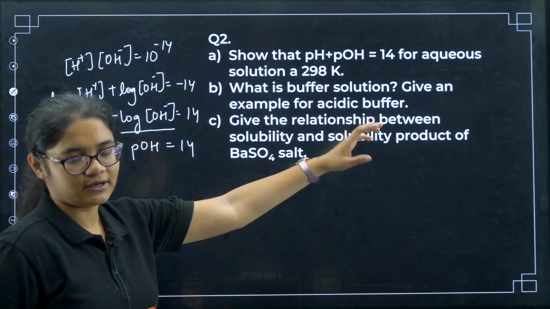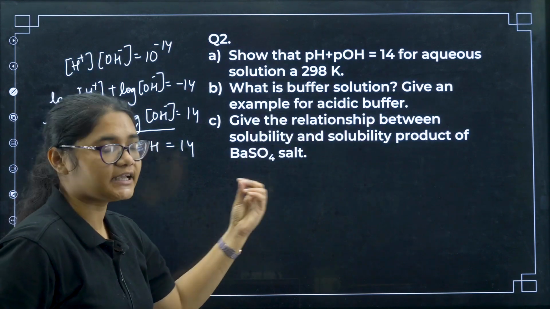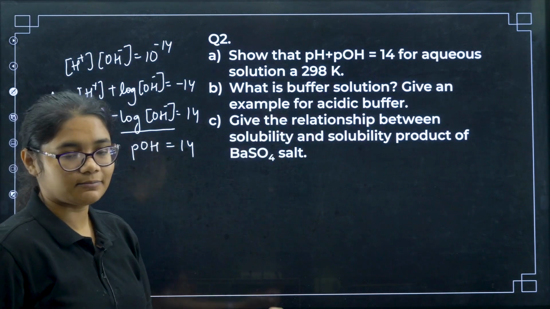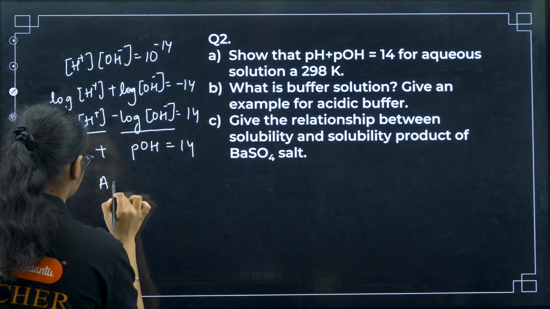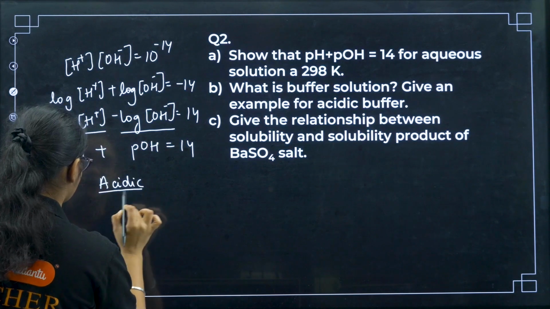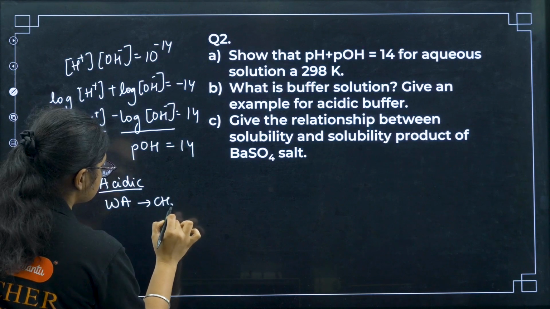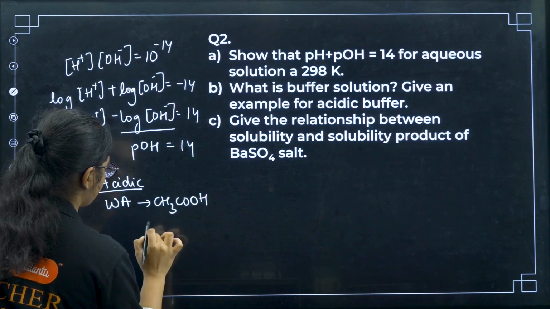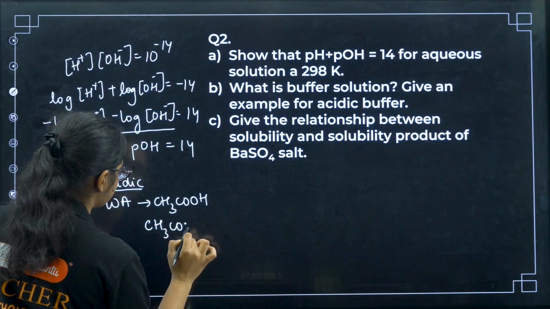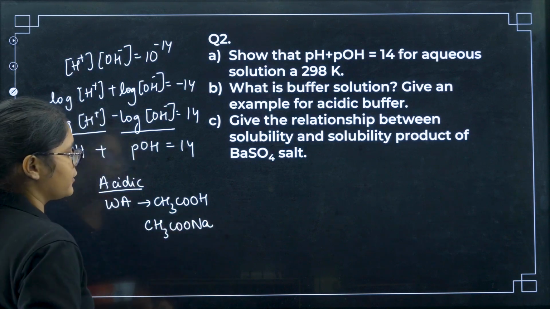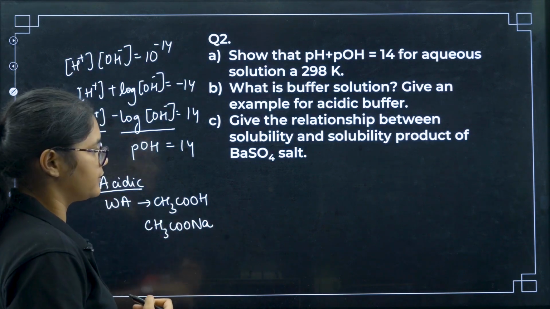What is a buffer solution? Any solution that can resist the change in pH. Example of an acidic buffer: if you want an acidic buffer, you have to take a weak acid and a salt of the weak acid. So I can take CH3COOH and a salt of the weak acid, that is CH3COONa. These two mixed will give me an acidic buffer.